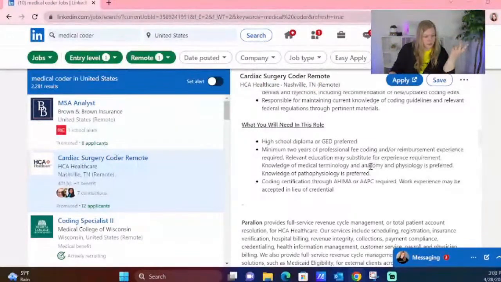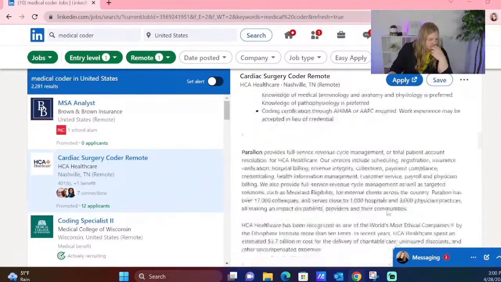Knowledge of medical terminology and anatomy and physiology is preferred. Knowledge of pathophysiology is preferred. Coding certification through AAPC or AHIMA required. Work experience may be accepted in lieu of credential, which is interesting. Not a lot of people do that. They'll usually say that you have to have it within a certain period of time if you don't already, or that you have to have it. So the fact that this one is saying work experience may be accepted in lieu of credential, kind of cool. But again, 2 years profi coding experience.